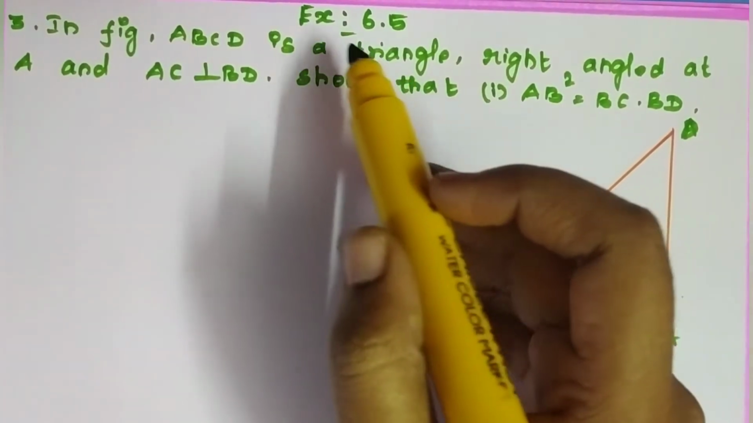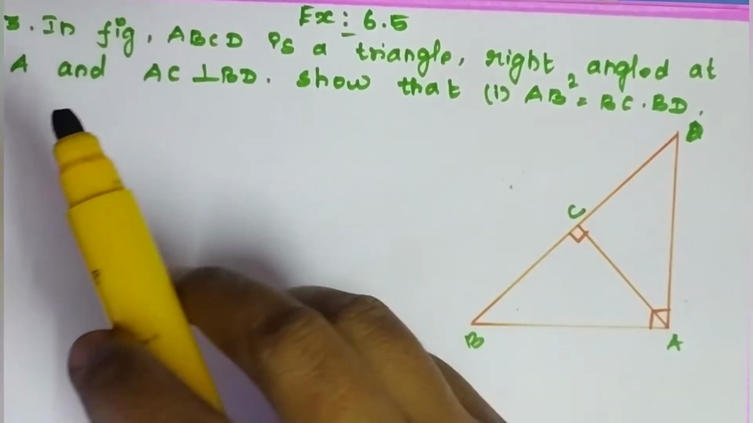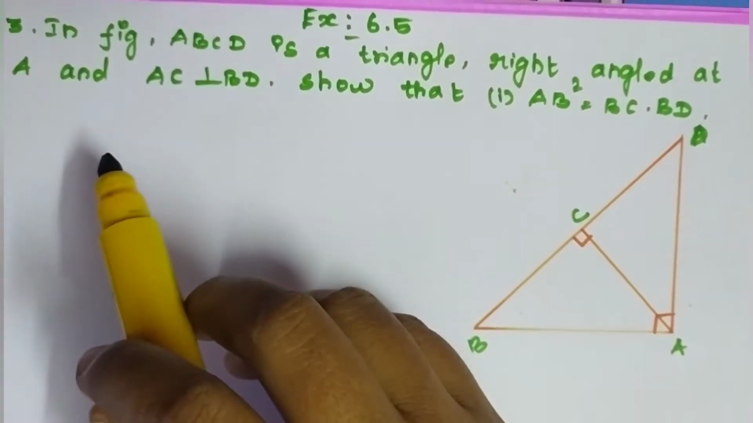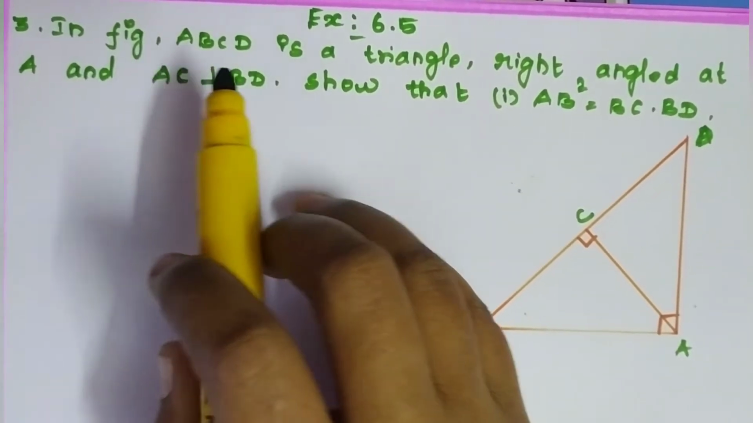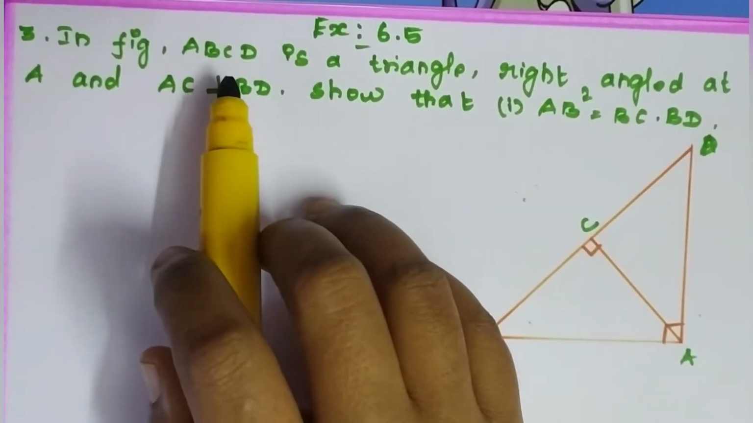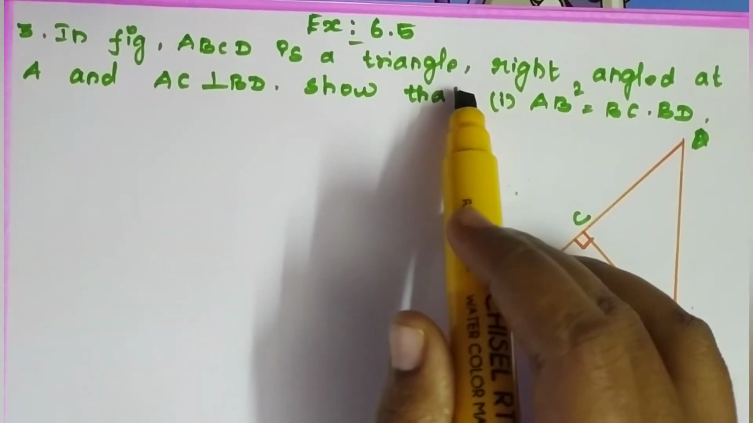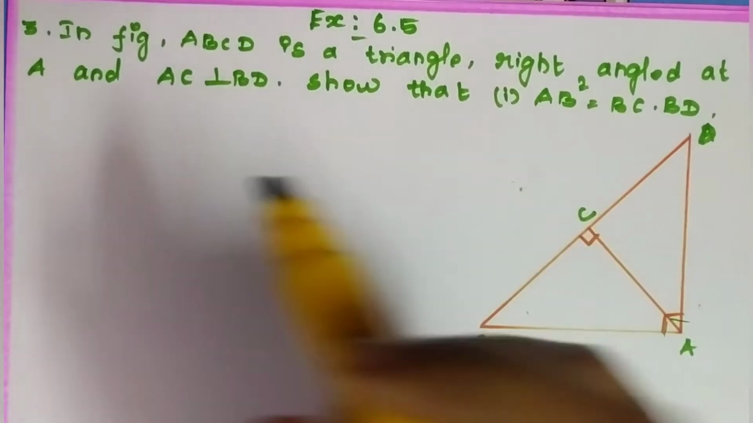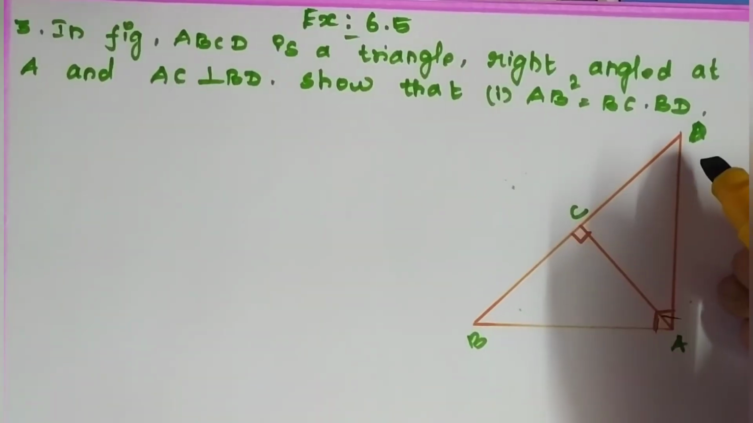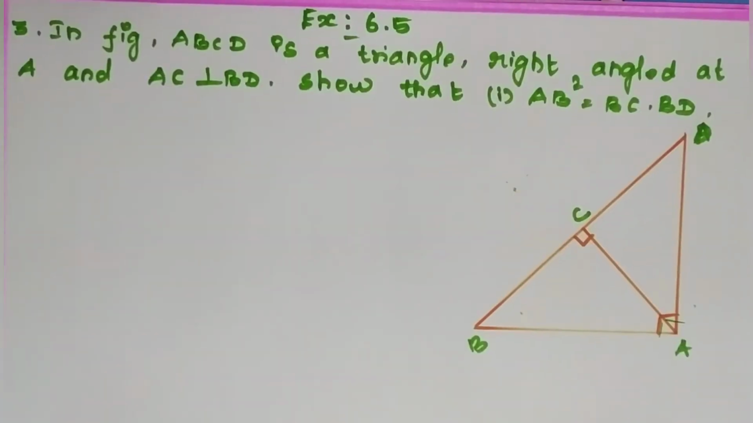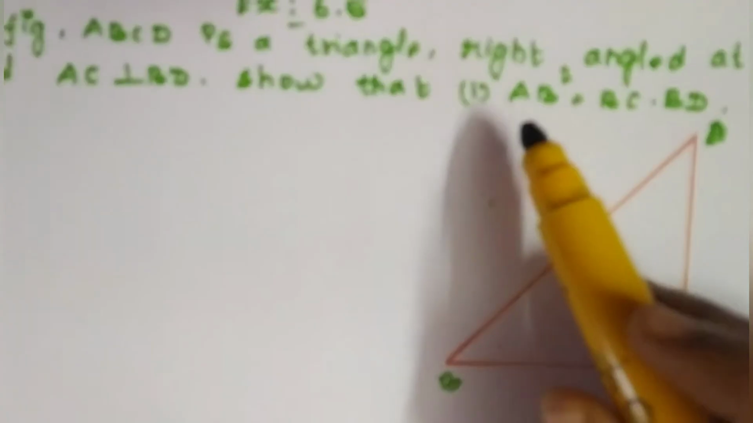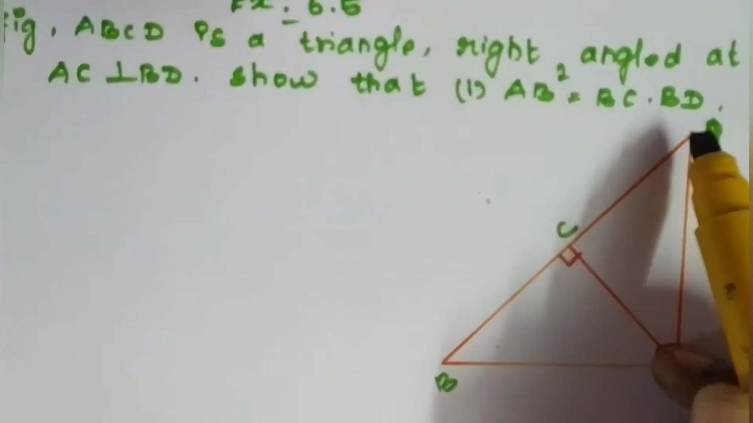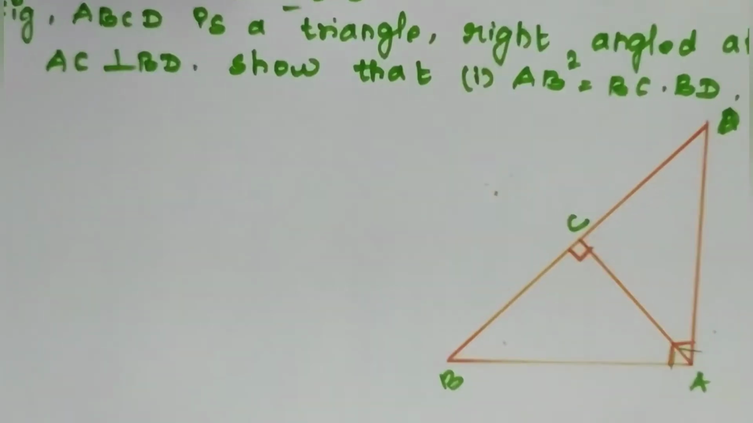In this video, we are going to see exercise 6.5, third problem and fourth problem. In the figure, ABD is a triangle right angled at A, and AC is perpendicular to BD. Then show that AB square is equal to BC into BD.